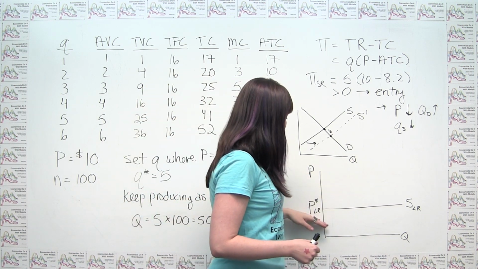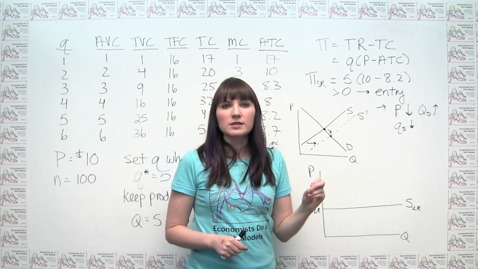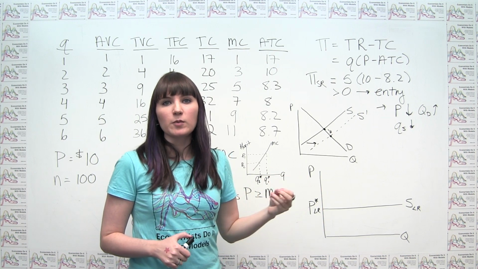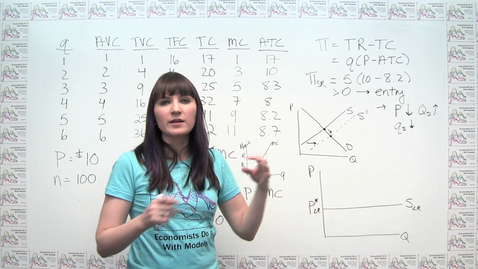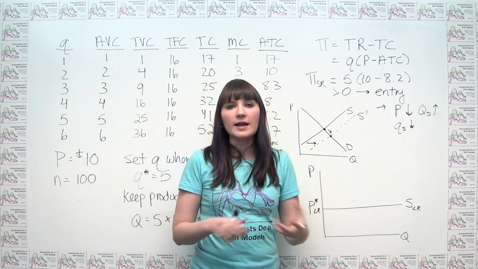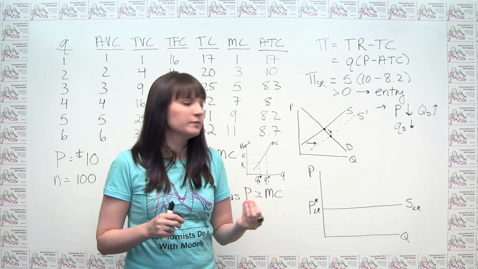So it must be the case that this long-run equilibrium, and this is a key result for competitive markets, that the long-run equilibrium in a competitive market is where firm profits are equal to zero. Remember, economic profit, not accounting profit. So they're just not getting anything extra or special. They're getting a normal rate of return on their investment.